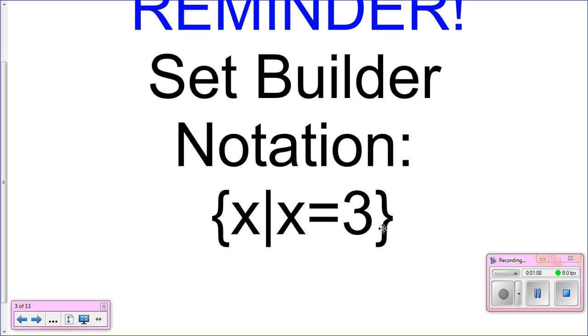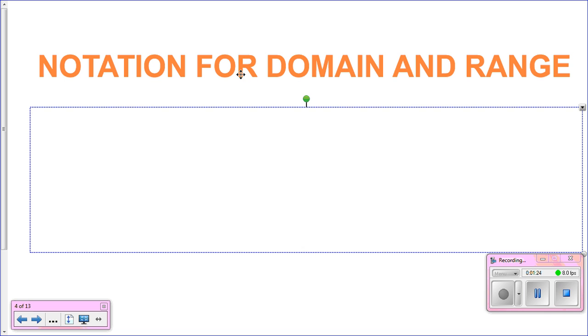But we could have different rules. It could be all the x's as long as x is greater than 3. Or x can be 3, 4, 5, and 6 or something. Okay, so we're going to be adding on to the set builder notation. Notation for domain and range.